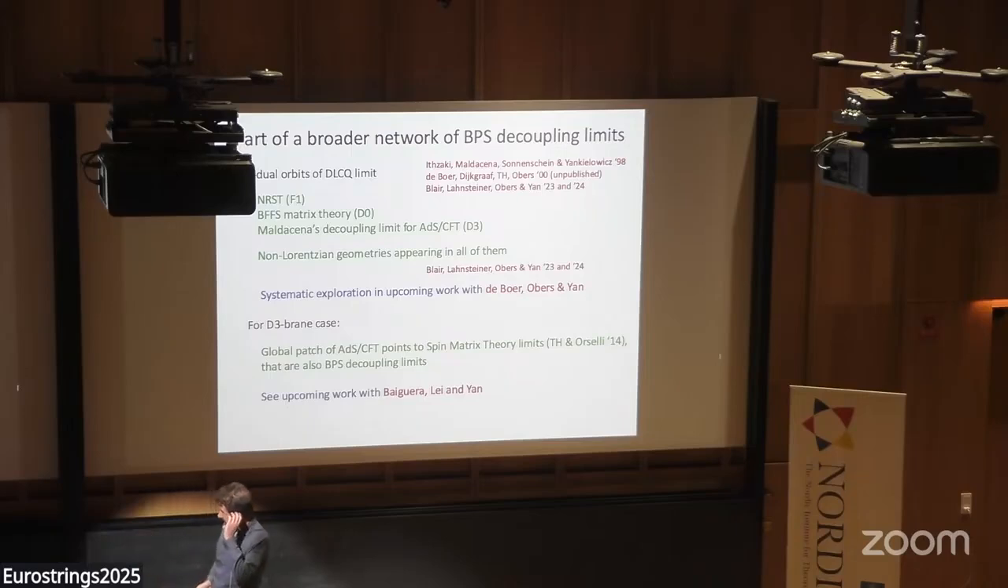And then there's also another case where it seems to work a bit differently. So this Maldacena decoupling limit is in the Poincaré patch, and gives you AdS/CFT in the Poincaré patch. But if you think about the global patch, it's connected to something called spin matrix theory. And then things work a little bit differently with these non-BPS decoupling limits. Thank you.